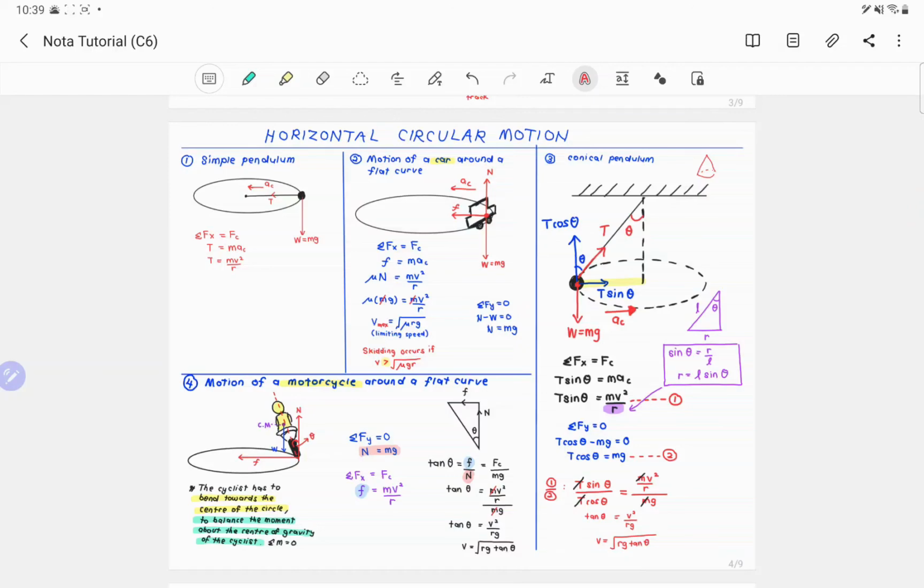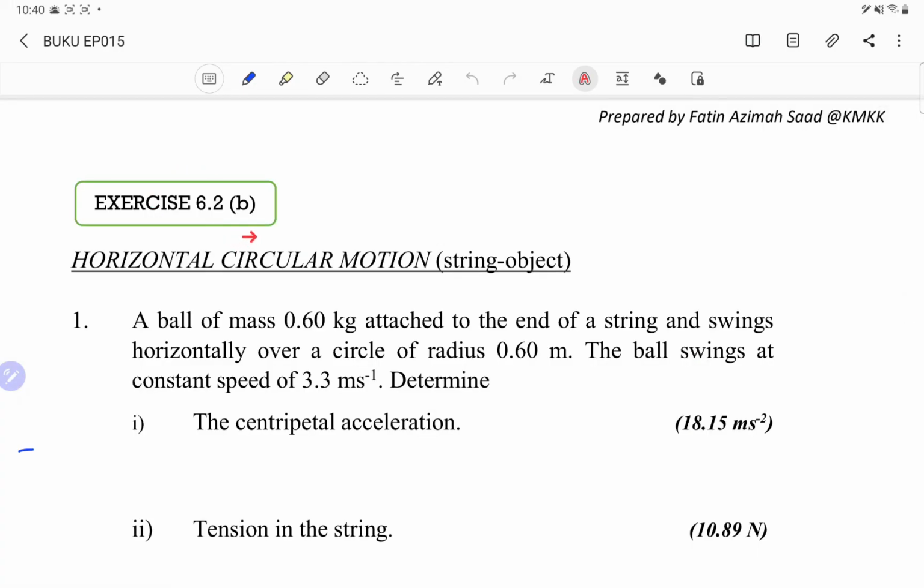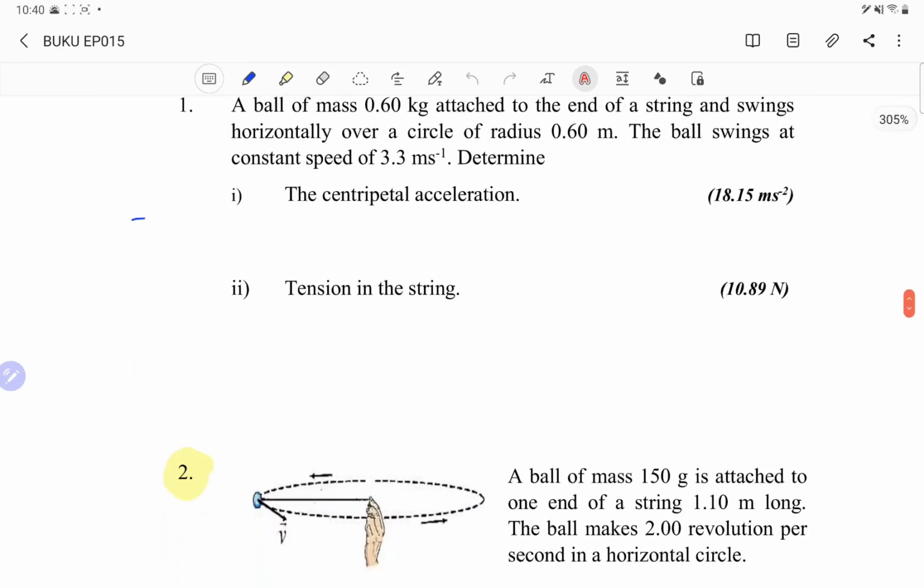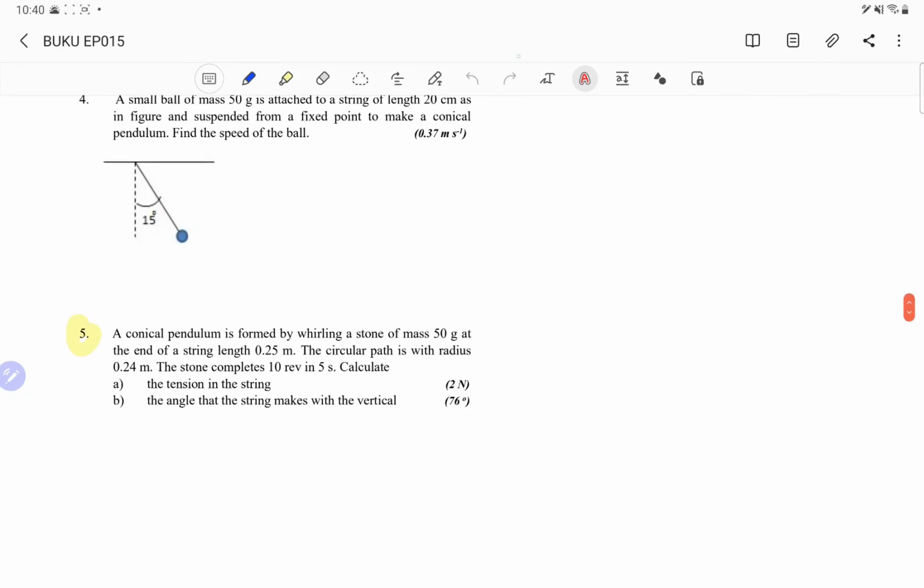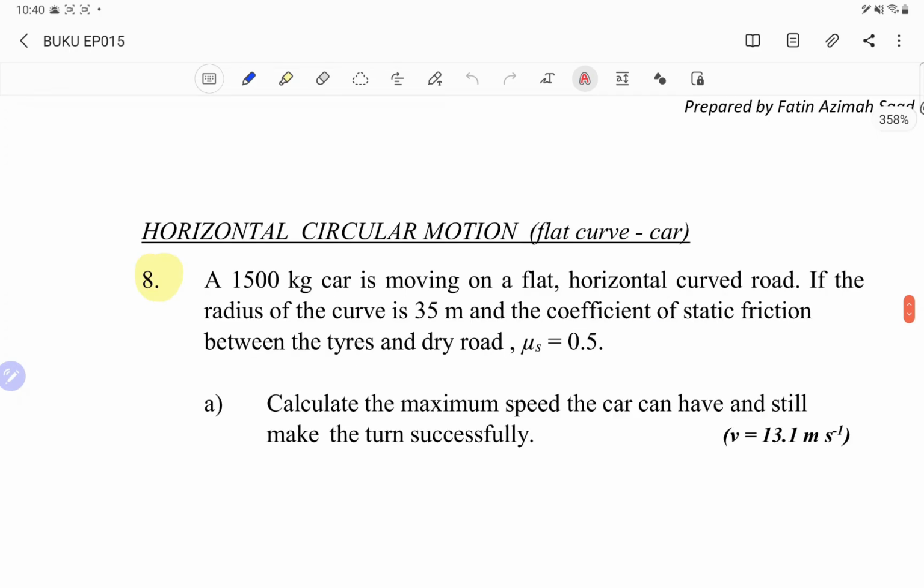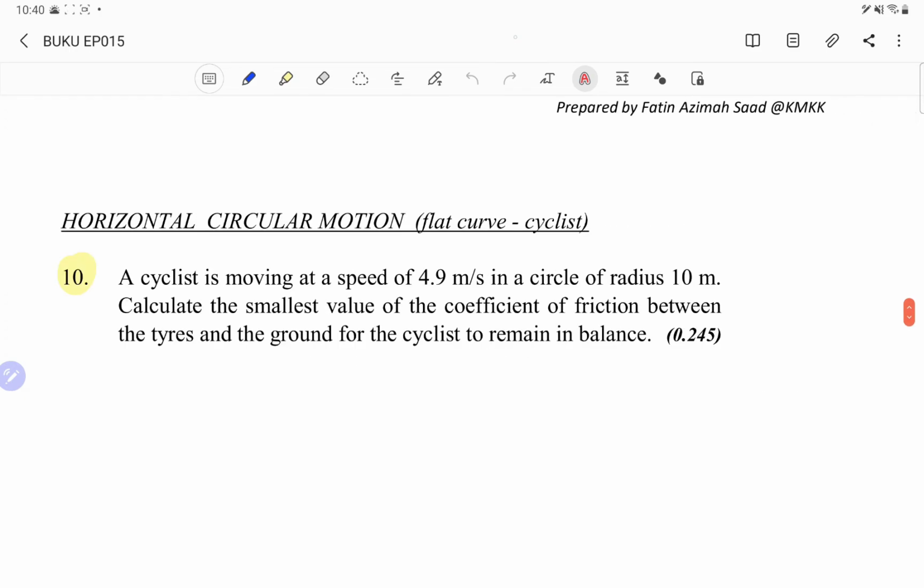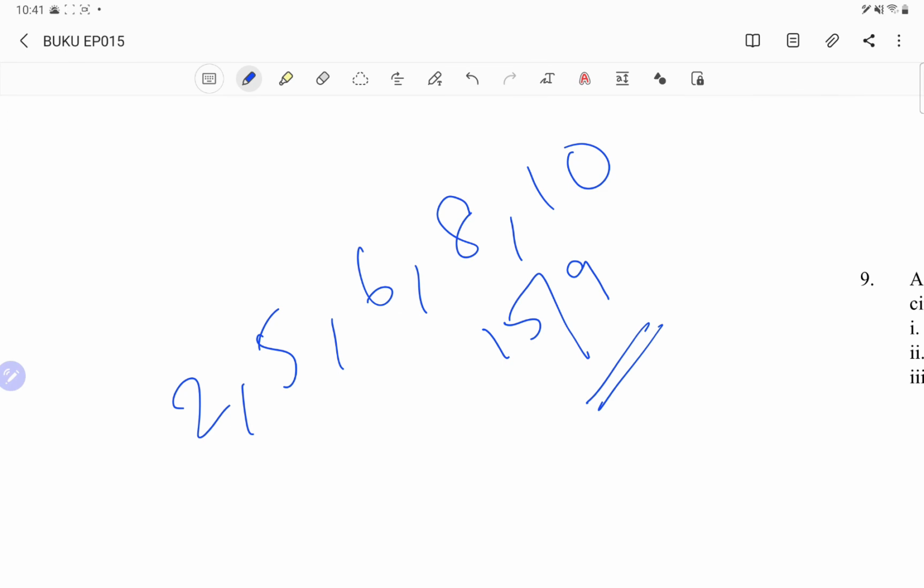In the next tutorial, we will continue with vertical circular motion. Okay, so for homework, exercise 6.2, horizontal circular motion, number 2, number 5, number 6, number 8, and number 10. Okay, so all the exercises will cover the simple pendulum, conical pendulum, car moving in circular motion, and motorcycle in circular motion. Okay, so again, your homework is 2, 5, 6, 8, 10. Deadline is on the 15th of September, which is on Wednesday.